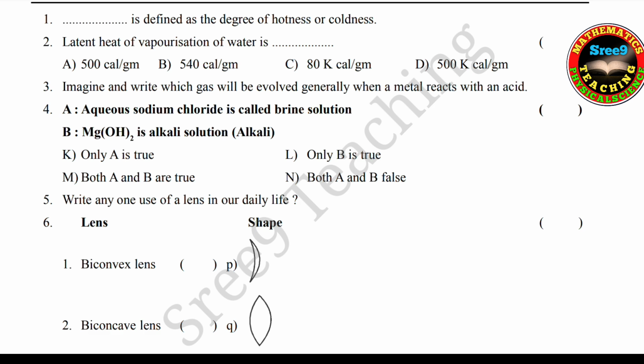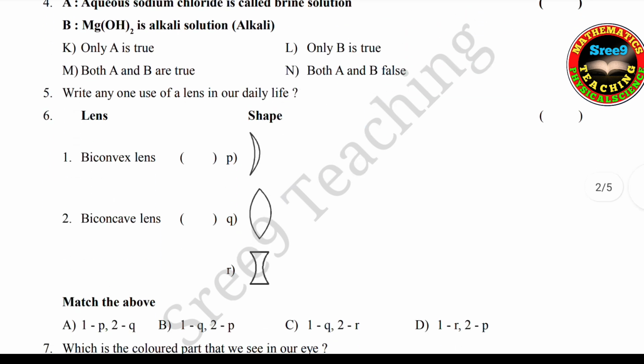Here, this question is also given from acids and bases. Now here, aqueous solution of sodium chloride is called brine, it's correct, true. Second, magnesium hydroxide is called alkali solution because it forms only when magnesium oxide dissolves in water. So both are true, hence our option, which one? M, both A and B are true is the answer. Right. Now fifth one, write any one use of lens in our daily life.